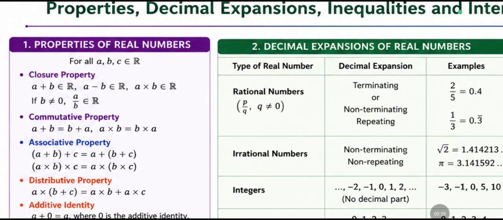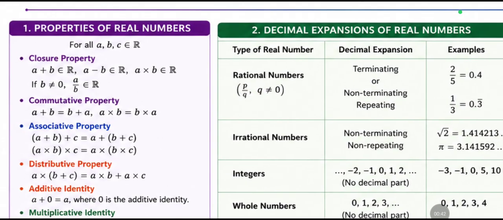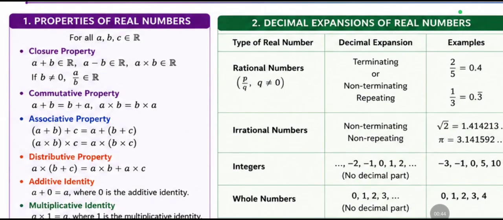For all a, b, c belongs to R, meaning real numbers, there are some properties here. First one, closure property. Closure property means a plus b belongs to R, a minus b belongs to R, a into b belongs to R. If b not equals 0, a by b also belongs to R. If there are two numbers in the real number system, their sum, multiplication and division, where the denominator is not 0, all belong to the real number system. That is called closure property.